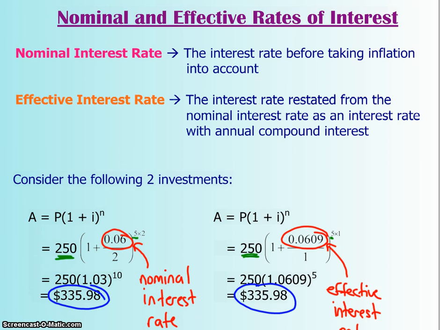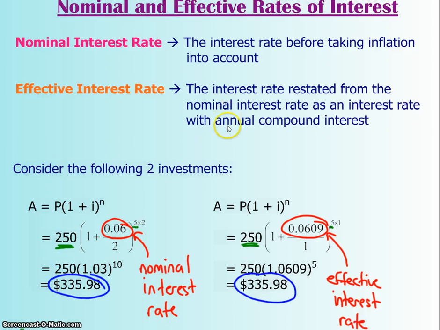An effective interest rate, on the other hand, is very similar. However, they're talking specifically about an annual compounding period. So these interest rates will only come into effect once a year. Now, why exactly would we need to know the difference between the two?